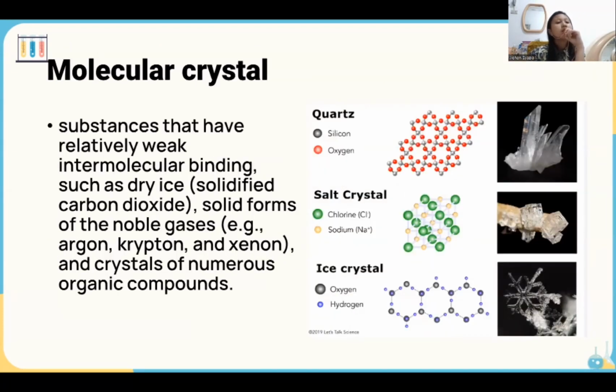Molecular crystal is a substance that has relatively weak intermolecular bonding, such as dry ice. If you guys don't know, dry ice is solidified carbon dioxide. Other examples are solid forms of noble gases, for example argon, krypton, and xenon, and crystals of numerous organic compounds. Examples of crystals are quartz, salt crystal, and ice crystal. Quartz is made up of silicon and oxygen, salt crystal is chlorine and sodium, and lastly ice crystal is oxygen and hydrogen.